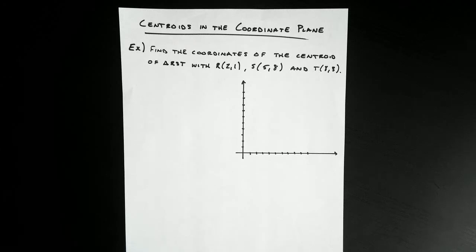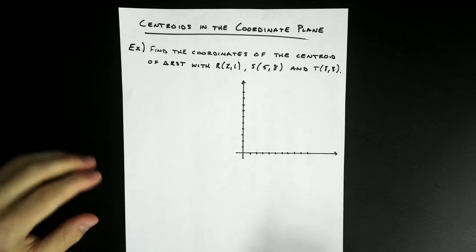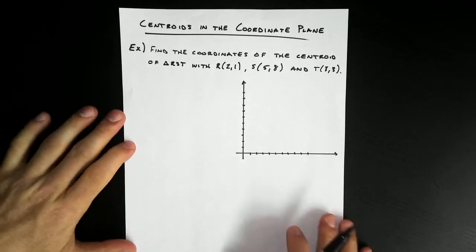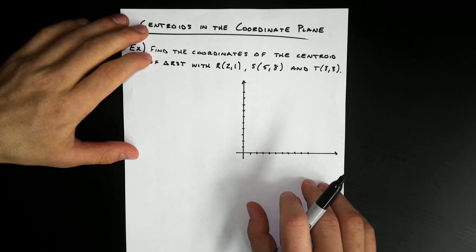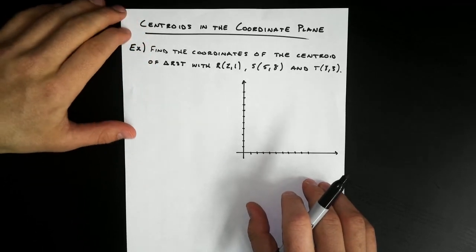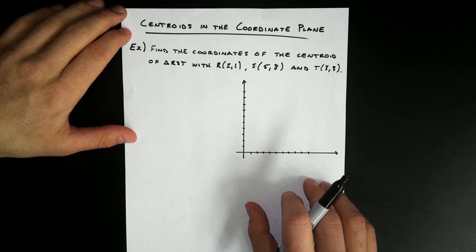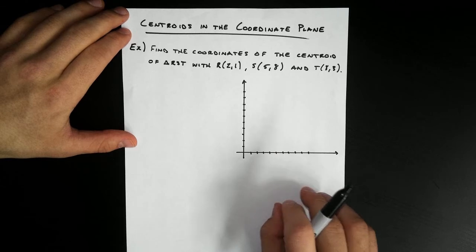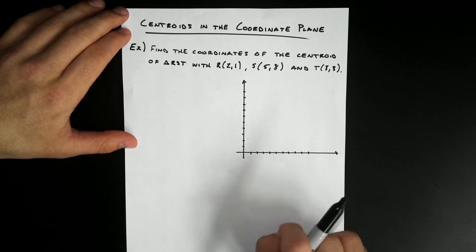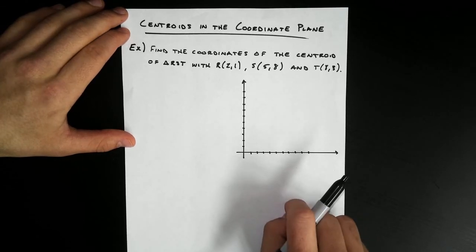Hello everyone. I'm going to do an example of how to find the centroid of a triangle in the coordinate plane. In order to do that, I need a couple things. The first thing is I need to know what the centroid is. The centroid is the intersection of the medians of a triangle. And the second thing I need to know is what a median is. And the median is a segment that goes from the vertex to the midpoint of the opposite side.